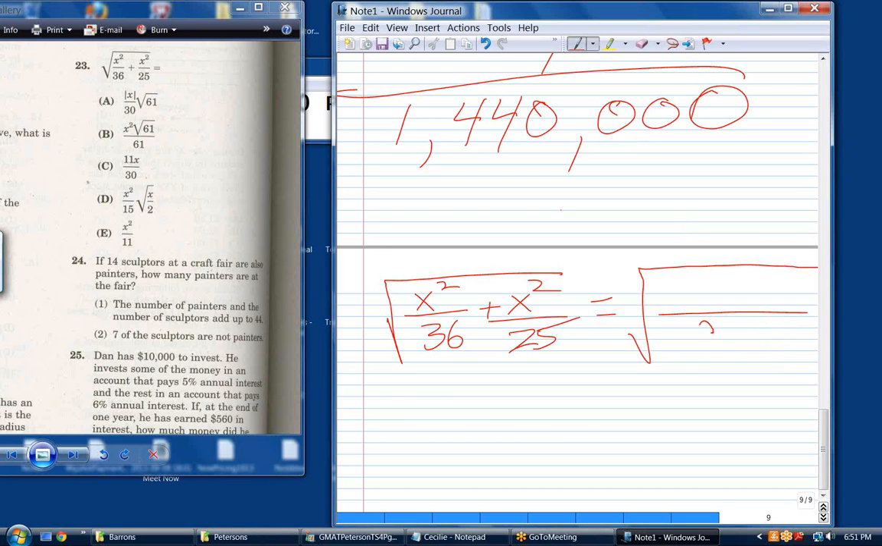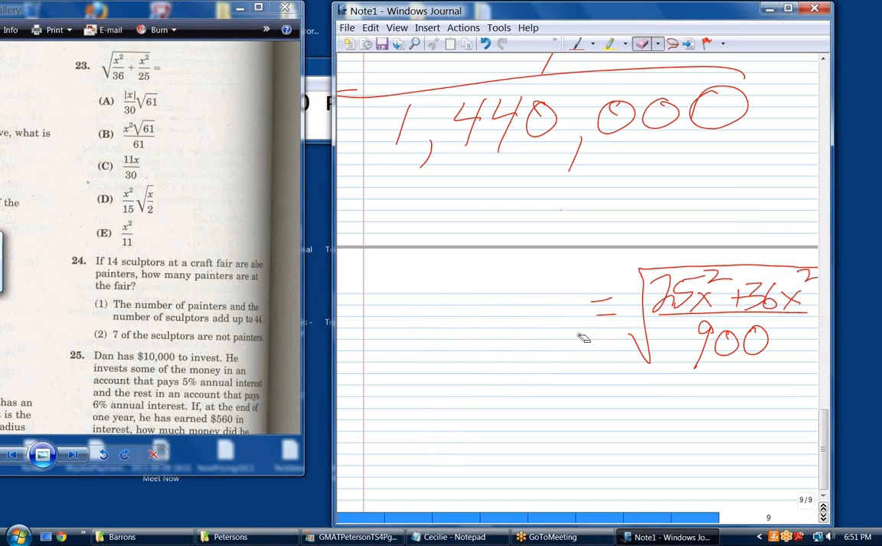What's up top? What's this term on the left going to be? In other words, when you're doing this math, it's going to be 25. There you go. 25x squared plus 36. Right. Okay, now we're getting somewhere, because now we can add the numerators. What do we get? 61.